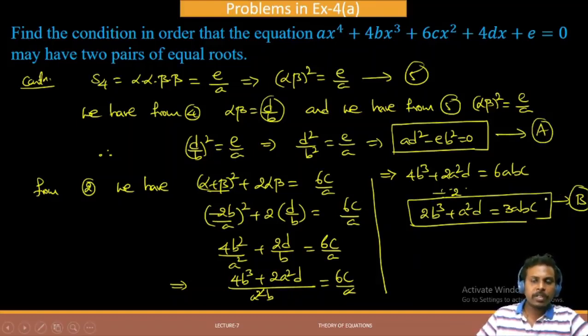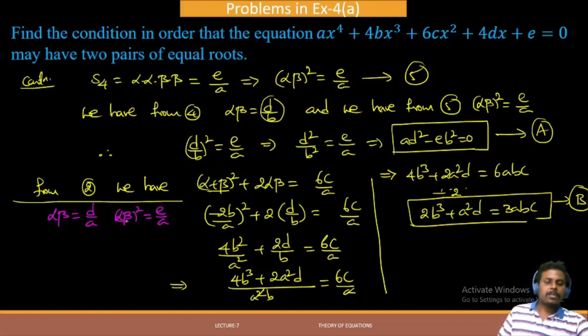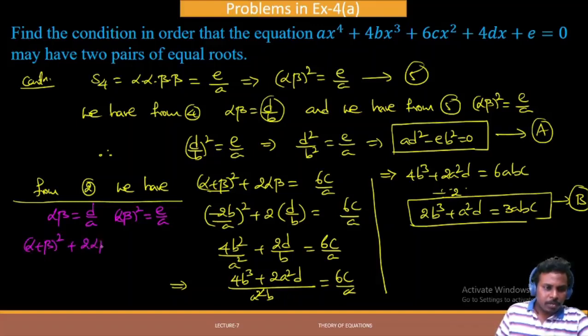Usually whenever these kind of questions are being asked, how to find out those conditions means, we get the same quantity in two different ways. For example, let me write it here. So we have got alpha beta is equal to D by A, and on the other hand we have got alpha beta whole square is equal to E by A. Now there should be a consistency here. So you are substituting alpha beta here and then you are equating that. And the next condition is we have got this alpha plus beta whole square plus 2 alpha beta is equal to 6c divided by A.